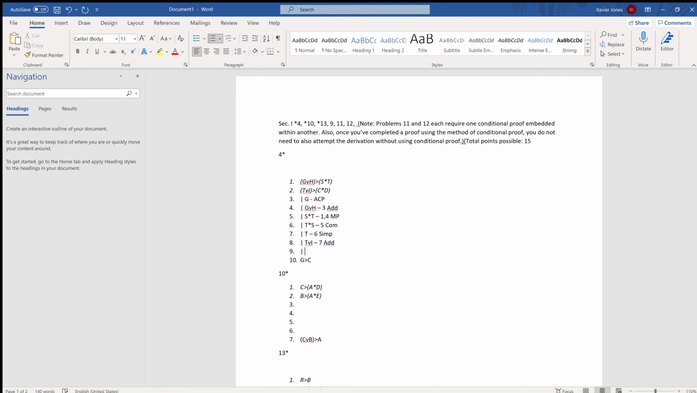So, T or I, that's going to be addition. Whoops. So now we have C and D using lines 2 and 8 modus ponens. Oh, this makes a lot of sense, actually. Now you have just C, using simplification.